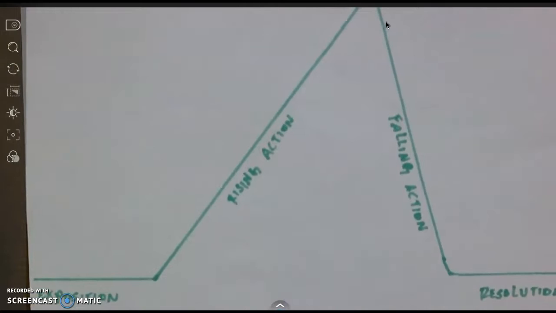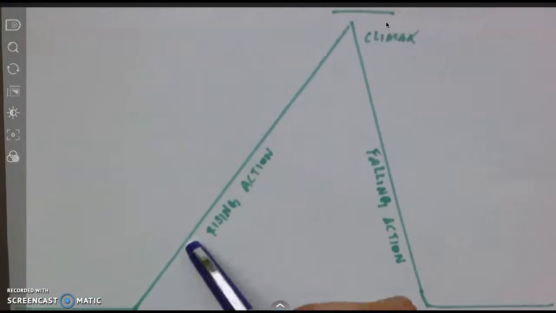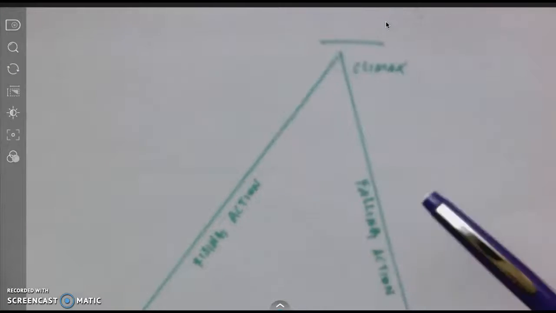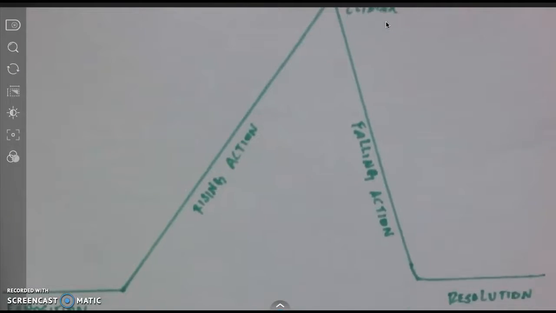We're learning about plot, and by this time, you know that plot really has 5 different points. There's the exposition, that's another name for introduction. There are the rising actions. There's the climax, this is the most important part. There's the falling action, and there is the resolution.